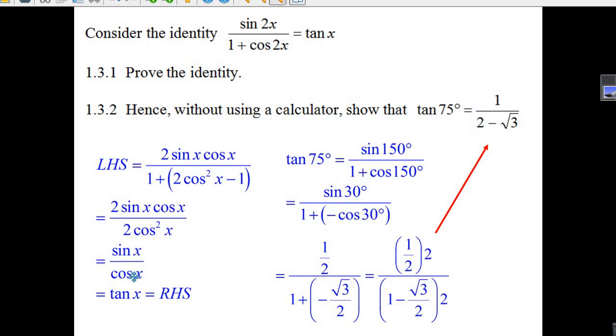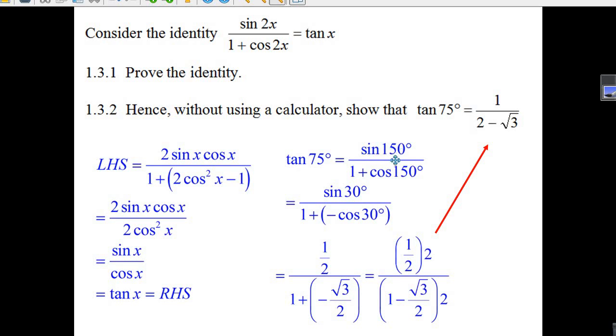And so you're just left with sine x over cos x. That's tan x. I proved that it's equal to the right-hand side, tan x. Now we can use this whole thing. The tan of 75 degrees should be the sine of 2 times 75, the sine of 150, over 1 plus the cosine of 2 times 75. See, I'm using this property to be able to write this down. So there's your first step.